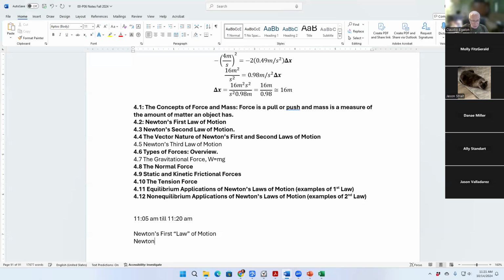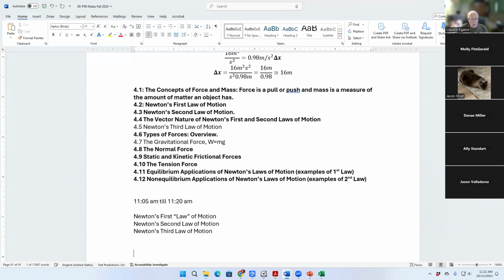Newton's second law of motion: F equal to ma. And then finally, we have Newton's third law of motion. This one doesn't have a quote. I like that. First law of motion, second law of motion, third law of motion.